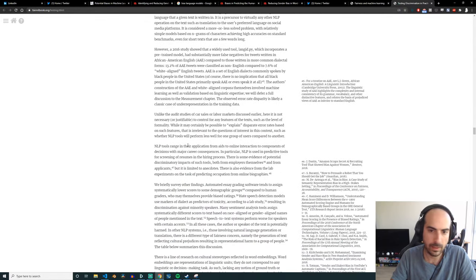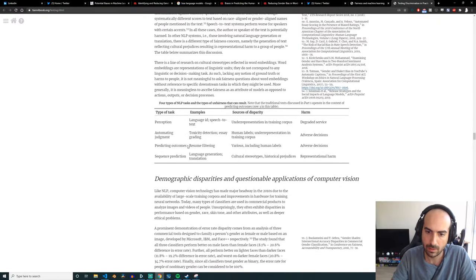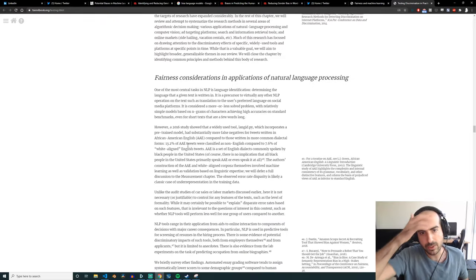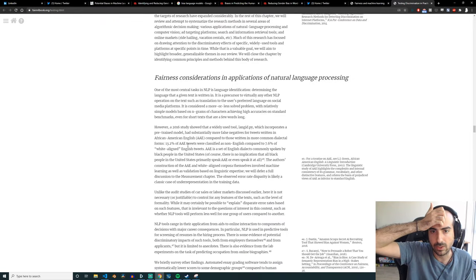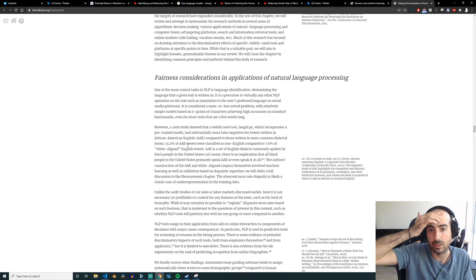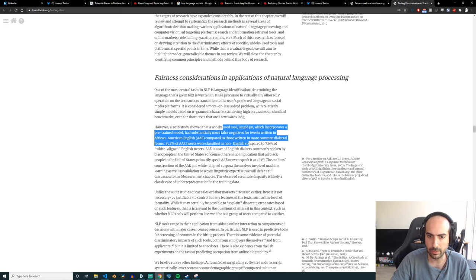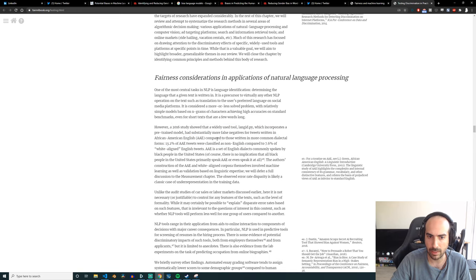Okay, I'm just going to read this thing and then I'm probably going to call it because this is getting kind of exhausting. One of the most central tasks in NLP is language identification, so determining the language that a given text is written in. It's a precursor to virtually any NLP task. It's more or less a solved problem, with relatively simple models based on n-grams of characters achieving high accuracies on standard benchmarks. However, a 2016 study showed that the widely used tool langid.py, which incorporates a pre-trained model, has substantially more false negatives for tweets written in African American English compared to those written in more common dialectical forms.